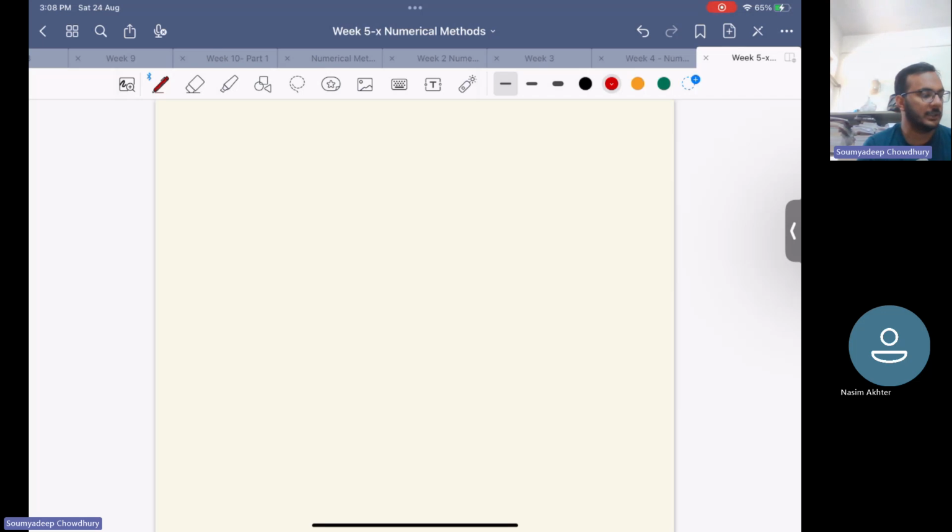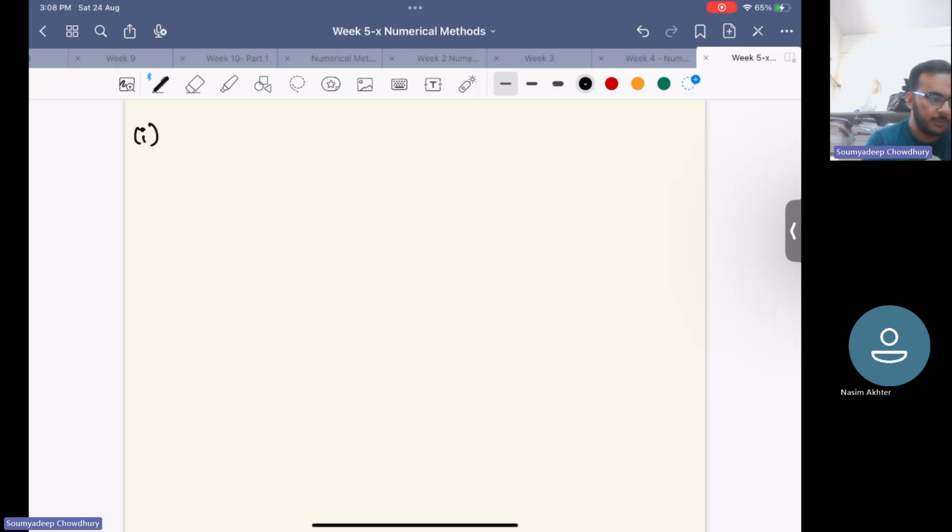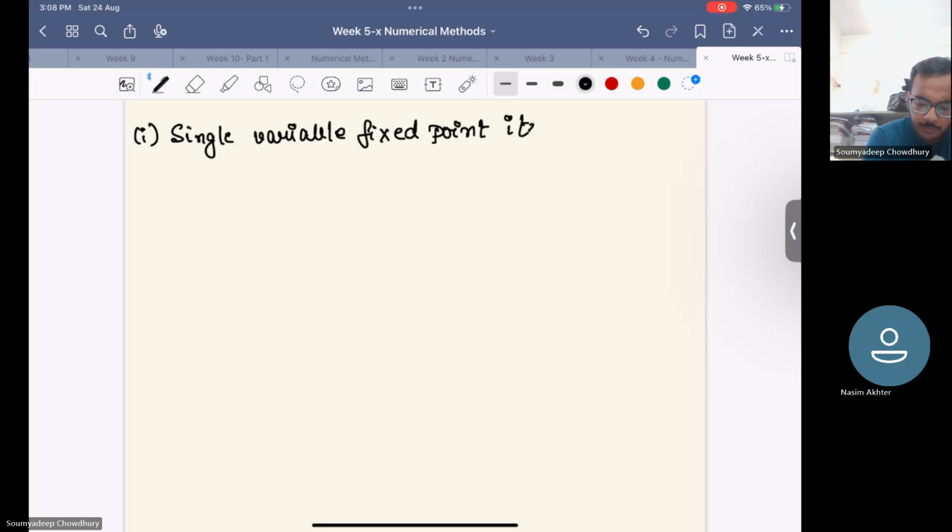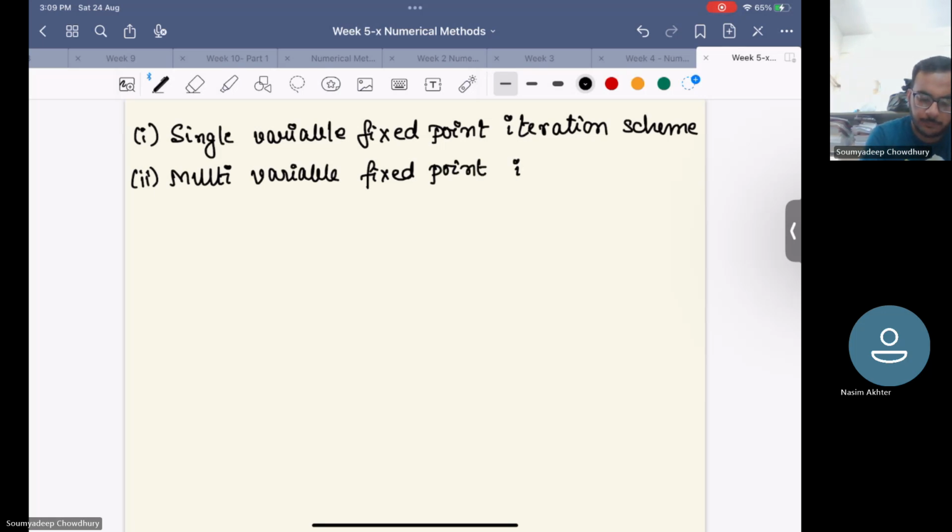So today's class, we will start with what we will discuss today. I'll list down the topics first. First we will be discussing the single variable fixed point iteration scheme. Then we will talk about the multivariable fixed point iteration scheme. Then we'll talk about the single variable Newton-Raphson method.